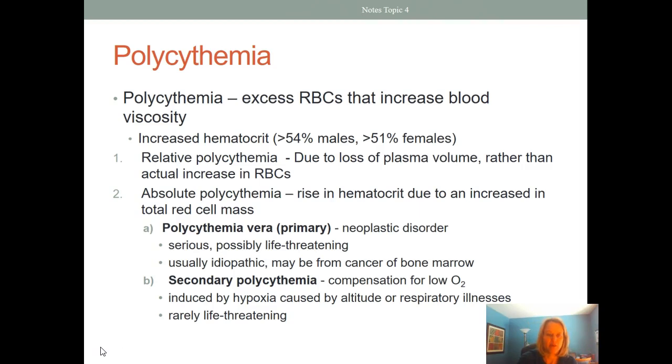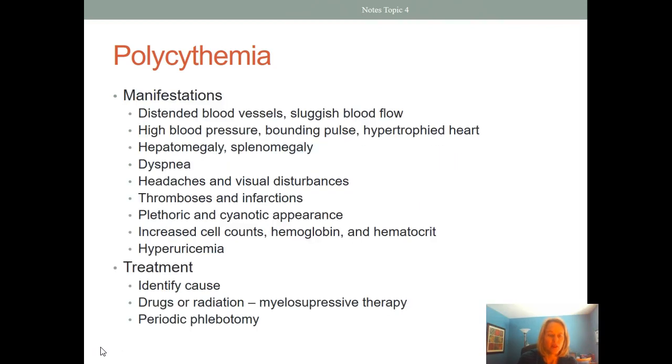So let's talk about the manifestations related to polycythemia. We can have distended blood vessels and sluggish blood flow, okay, because that blood is really thick. High blood pressure due to the increased viscosity, and that's going to result in a bounding pulse. Hypertrophied heart, because the heart's going to have to work harder to pump that viscous blood.